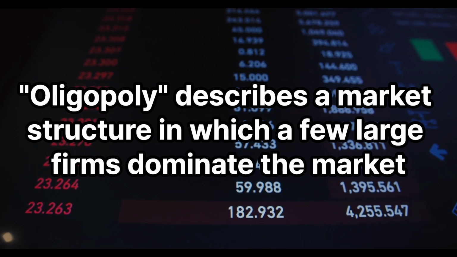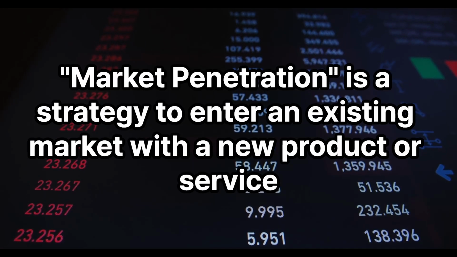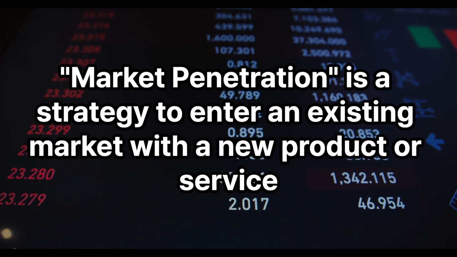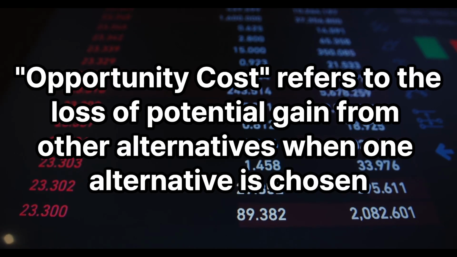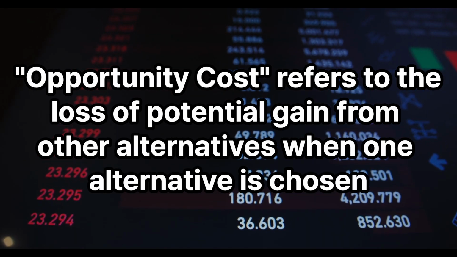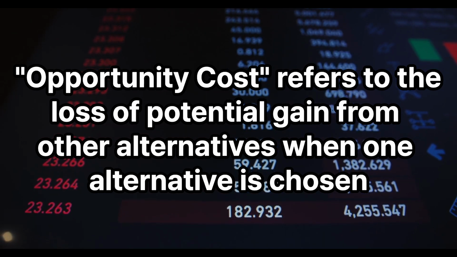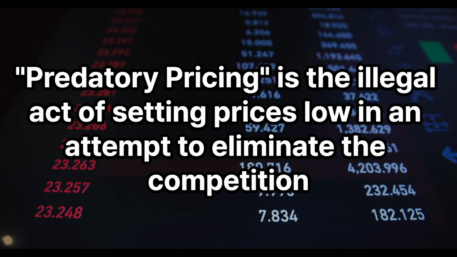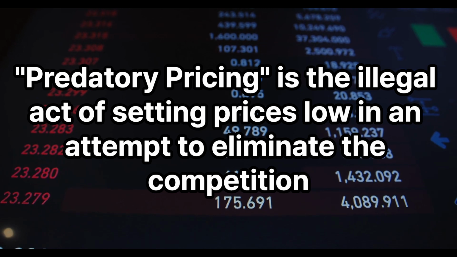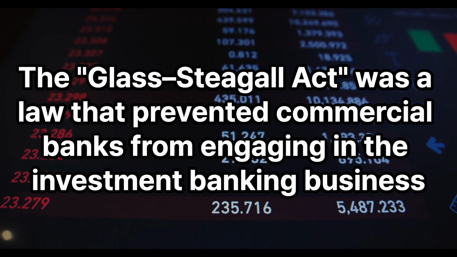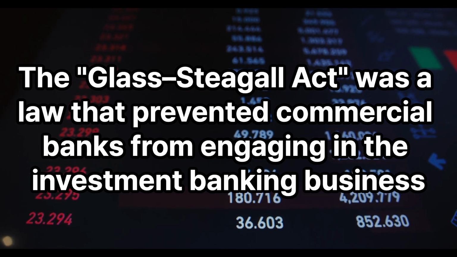Oligopoly describes a market structure in which a few large firms dominate the market. Market penetration is a strategy to enter an existing market with a new product or service. Opportunity cost refers to the loss of potential gain from other alternatives when one alternative is chosen. Predatory pricing is the illegal act of setting prices low in an attempt to eliminate the competition. The Glass-Steagall Act was a law that prevented commercial banks from engaging in the investment banking business.